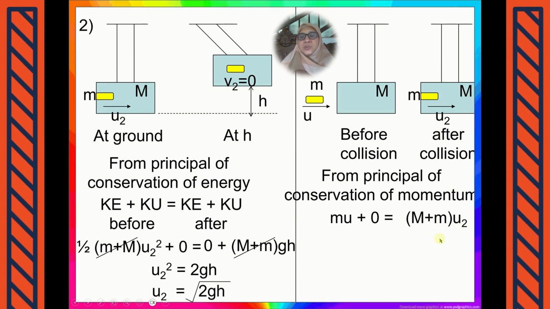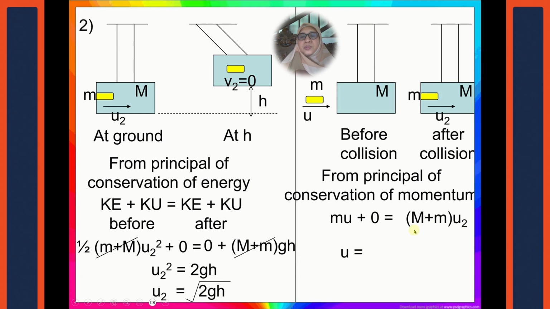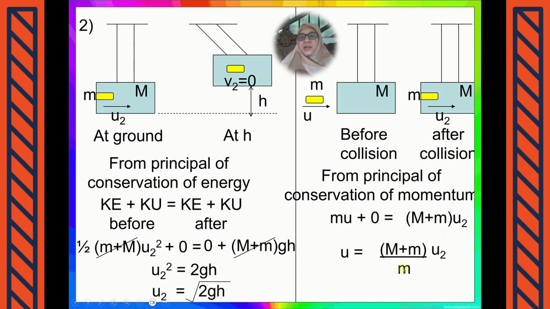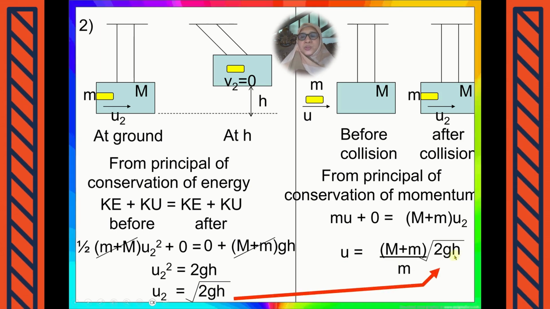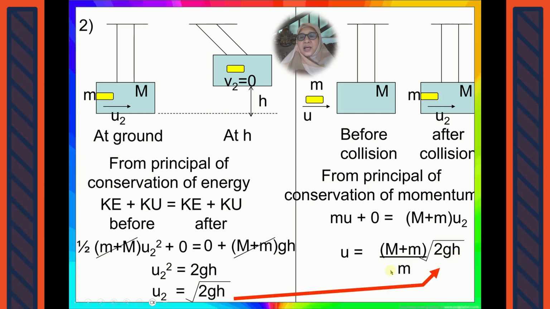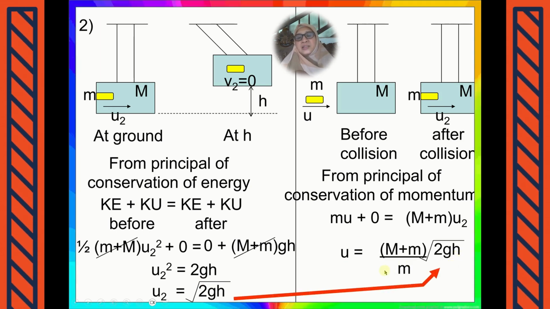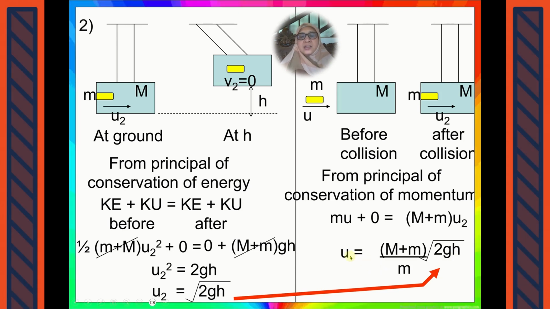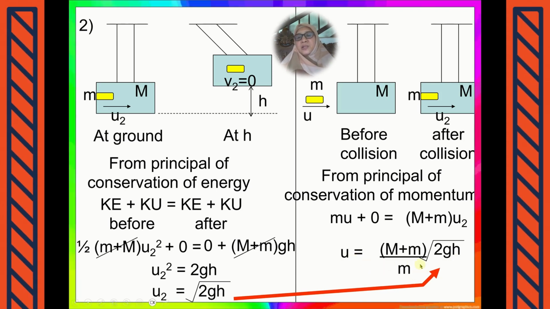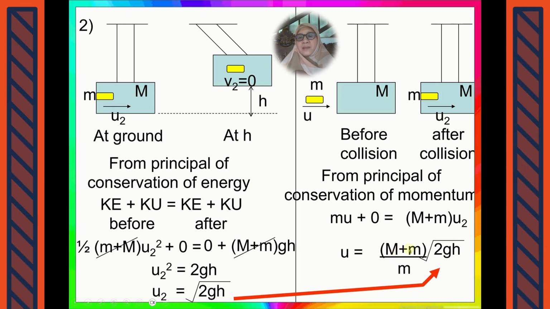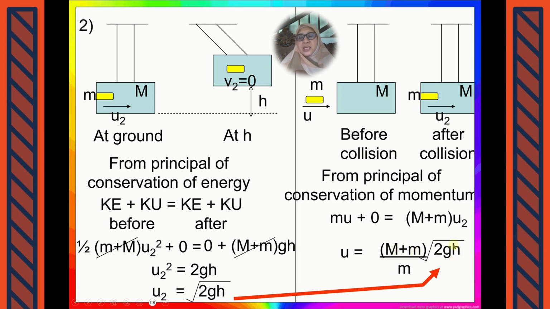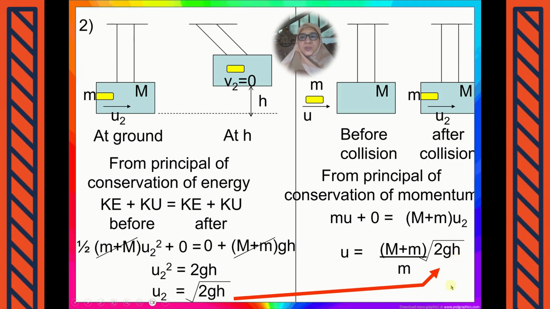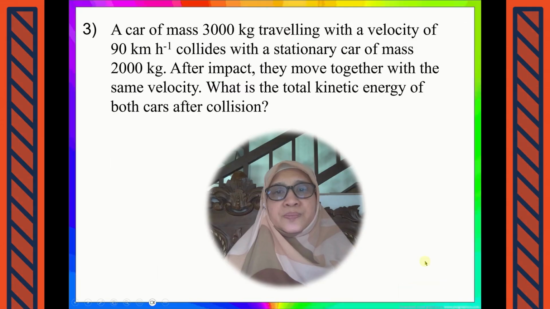So now to solve this, we can find u equals (M + m) divided by m times u2. We substitute u2 into the equation here, and so this is the answer. What the question wants is the speed of the bullet. So this is the speed of the bullet in terms of capital M, small m, and h. Now we go to question 3.